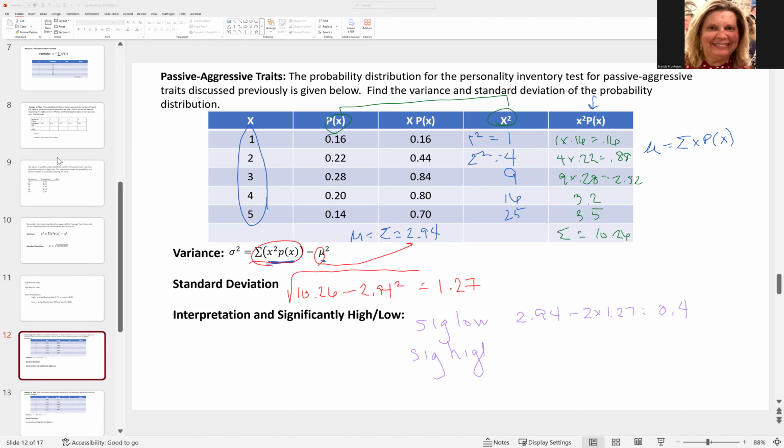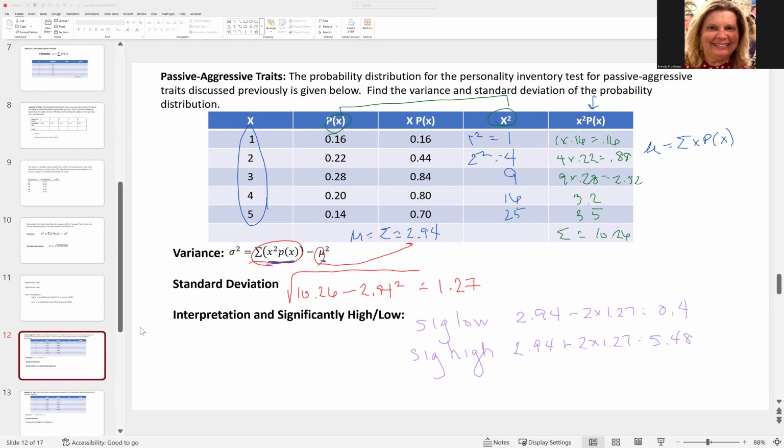And then if I go significantly high, it's 2 standard deviations above the mean. So that is 5.48. So the score only went to 5. But if for some reason we had more, any score above 5.48 would be significantly high. Okay. All right. So again, really stop and take a look at where all this is coming from. This is, I guess, one of the advantages to this being a digital or video lesson.